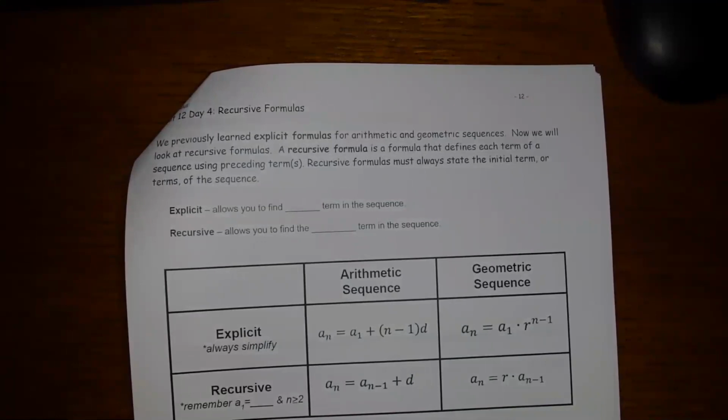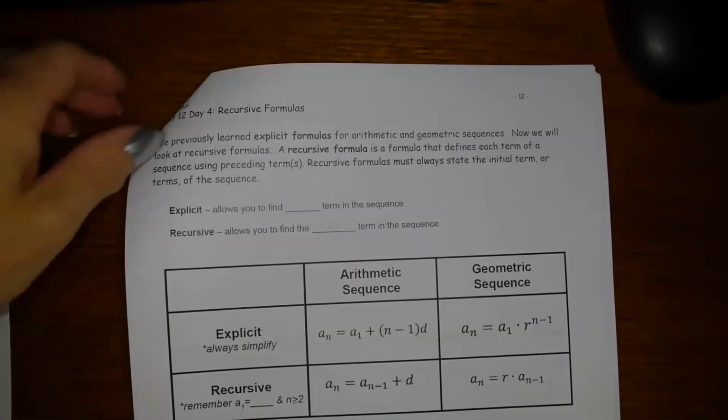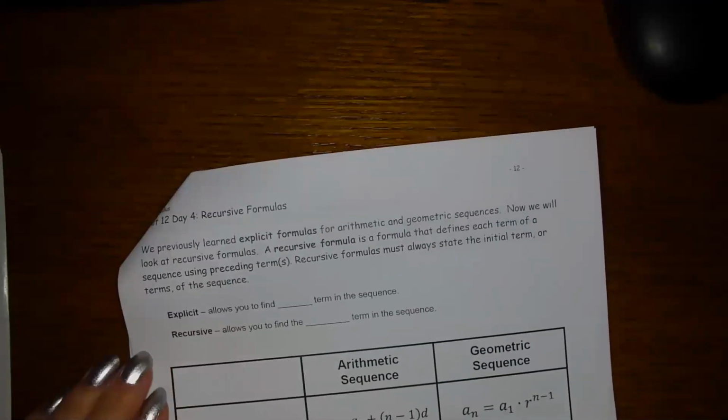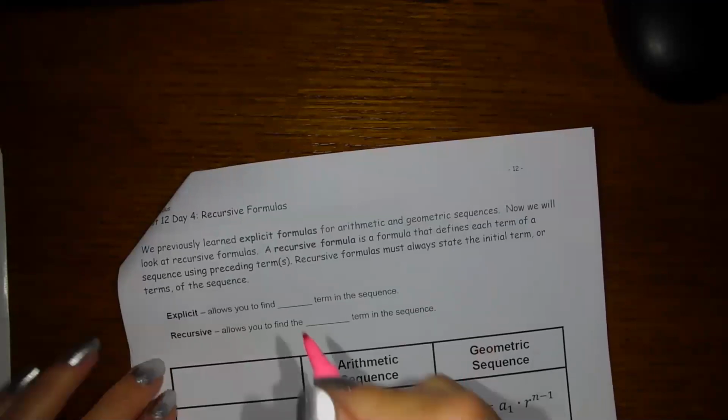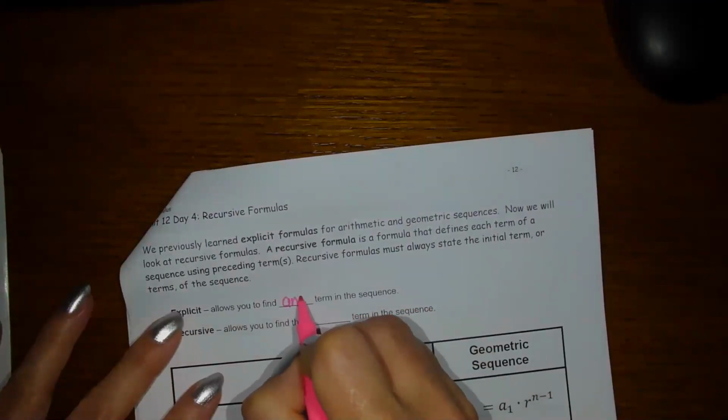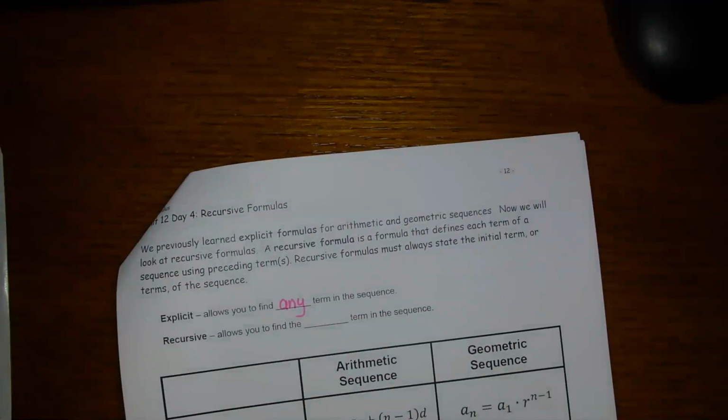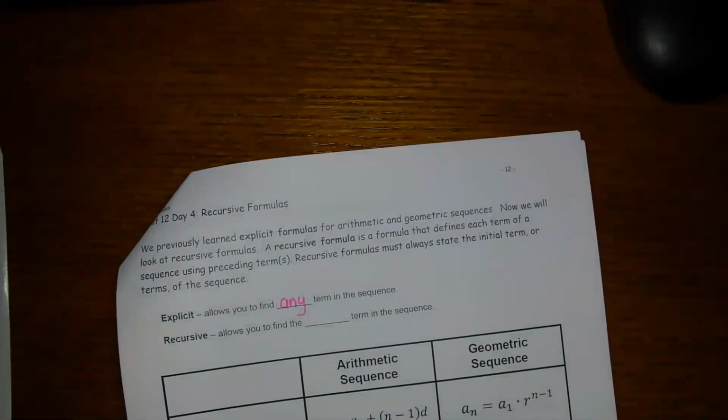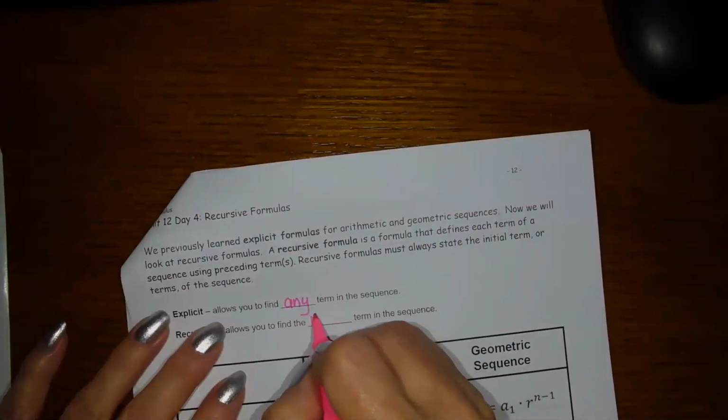Recursive formulas must always state the initial term or terms of the sequence. So basically, we're going to find a term by looking at a term. We're going to be able to determine what comes next rather than writing a whole list of them. Explicit, which is what we've studied before, allows you to find any term. I can find the first term, the last term, the fifth term, the sixth term, anything I want, right? But a recursive allows me to find the next term.